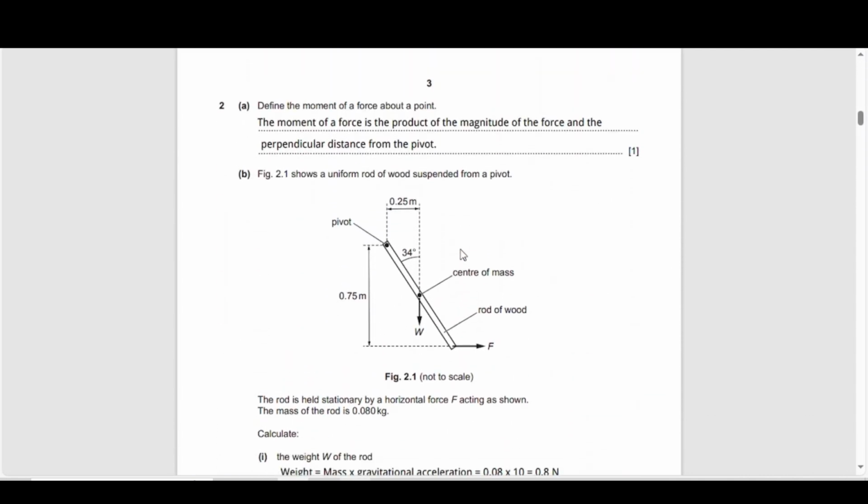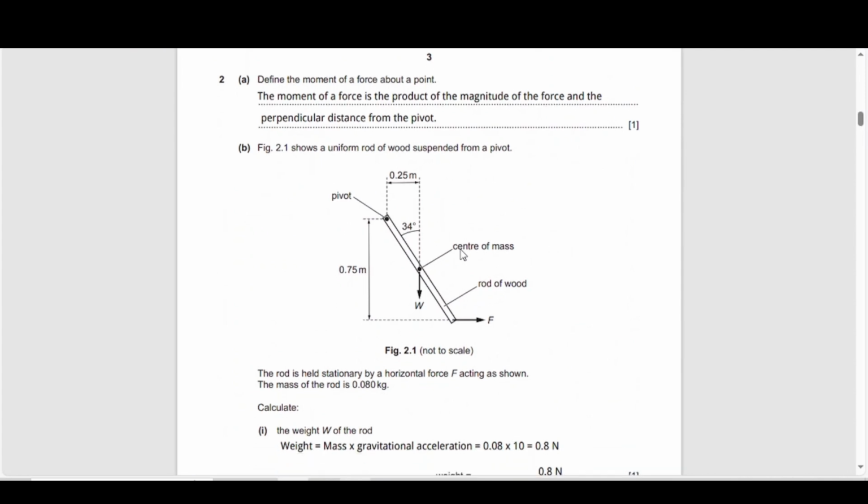So define the moment of a force about a point. Here I've defined it as a sentence. I've just done this because in summer 2021 question paper 4.2, I ended up just writing the formula out, which is perfectly fine. But for those of you who feel more comfortable writing it out as a sentence, you can do that as well. So here I've said the moment of a force is the product of the magnitude of the force and the perpendicular distance that it acts from the pivot. That is essentially what the formula is.